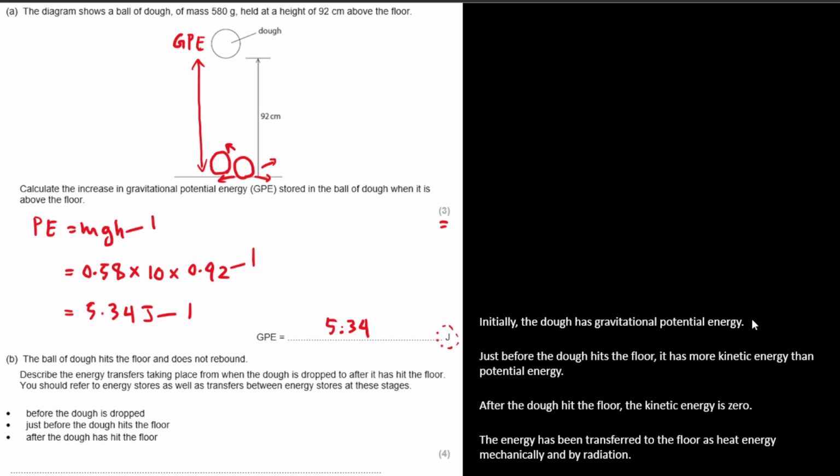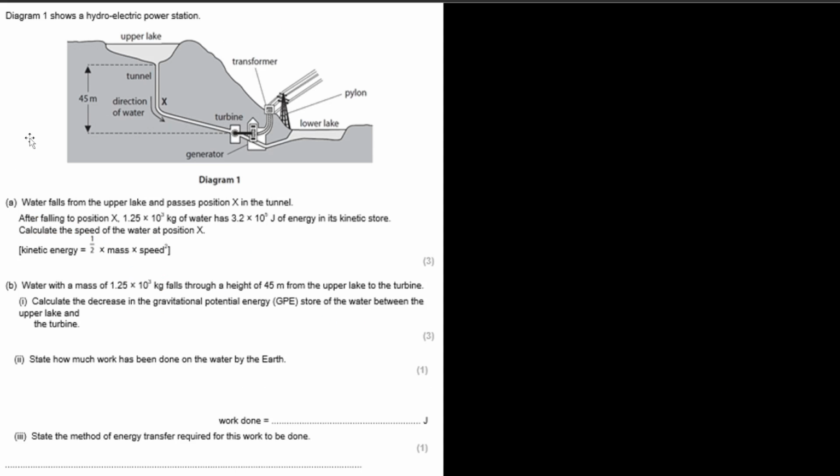So by right, you should at least get this, such as it has potential energy. Before it hits the floor, it has more kinetic energy than potential energy, or you can say that it has maximum kinetic energy. So when it hits the floor, the kinetic energy is 0. By right, 3 of these, you should get. The last one might be difficult for you, but energy is transferred to the surroundings as heat energy. Alright, so let's take a look at this one.